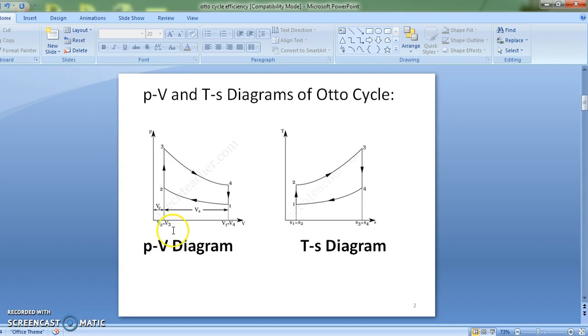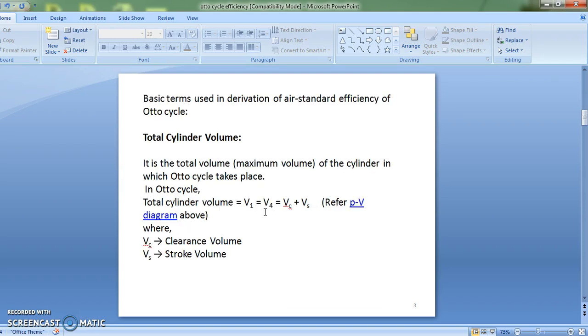That means V2 equals V3 and V1 equals V4. Processes 1-2 and 3-4 are isentropic processes. Now these diagrams we have to use to find the thermal efficiency of the Otto cycle. Basic terms used in the derivation of air standard efficiency of the Otto cycle.